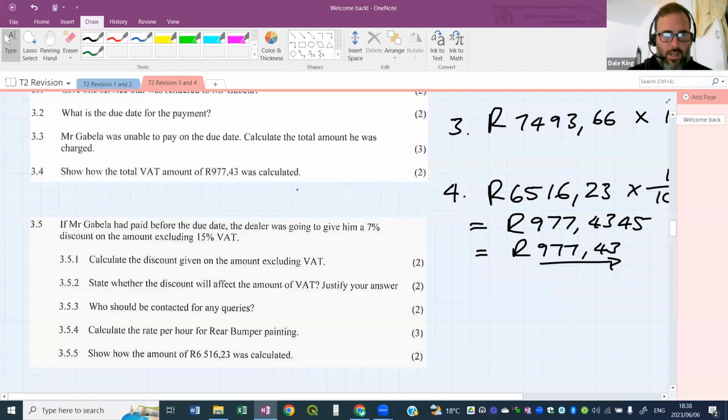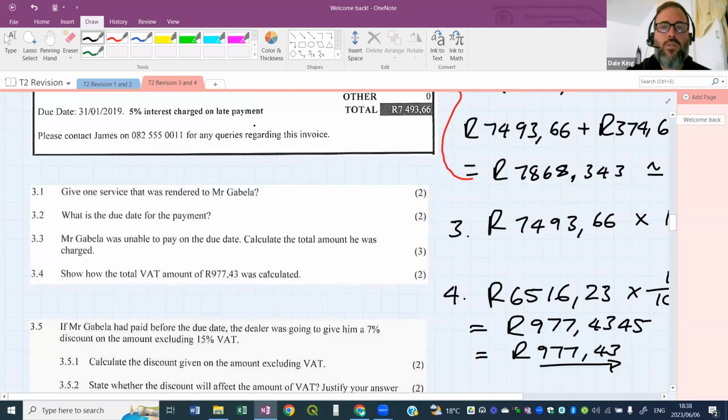Now, usually in a question like this, justifying your answer means doing some calculations to prove it. So we should, in math literacy, always justify our answer with a calculation. So who can tell me? State whether the discount that we've seen now will affect the amount of VAT.